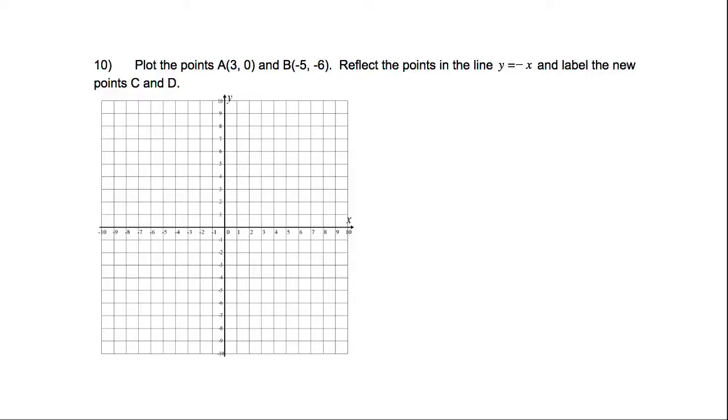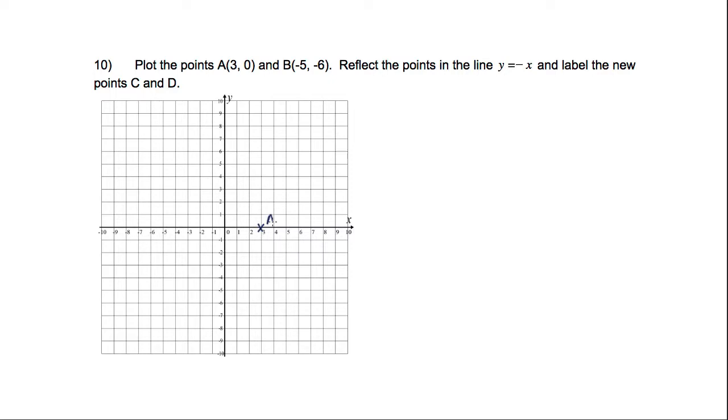For question 10, we're asked to plot the points A and B, and then to reflect those points in the line y equals minus x, and then label the new points C and D. So let's start with point A. Point A is the point (3, 0). Well, that means 3 along and 0 up. So the first point is here.